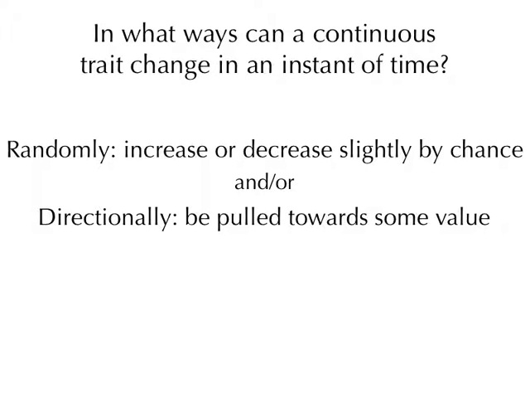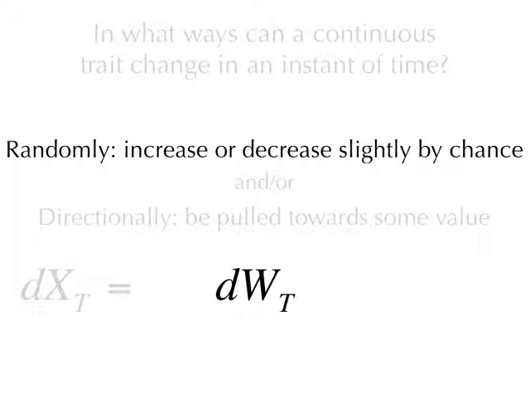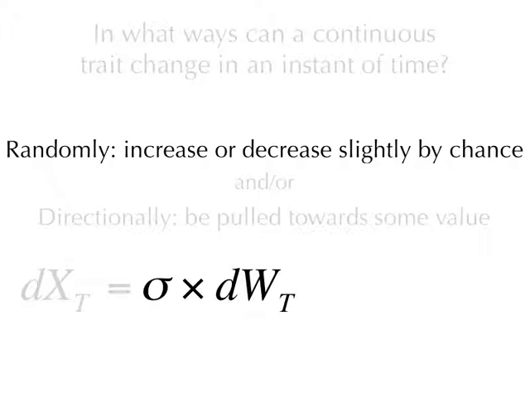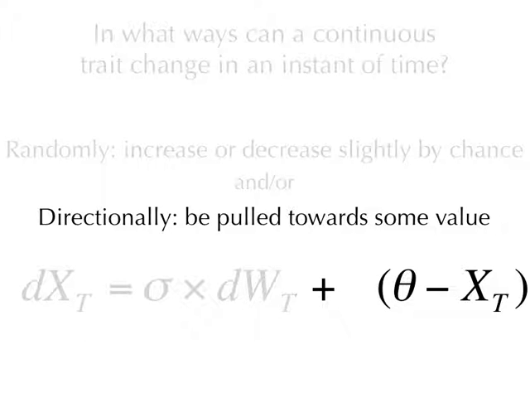In math speak, you could say the change in x over time equals a random wiggle, a Wiener process, not just a pull from a normal distribution as a finite step. Imagine you want to scale it in some way, so you have a scaling parameter for that, the rate of the wiggle. And you also have a pull towards some value. Call that value being pulled towards theta. And then we can have the entire difference.